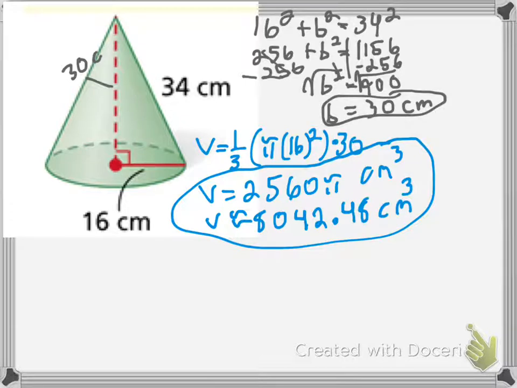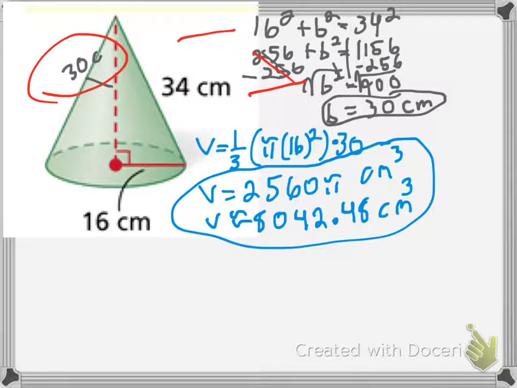Alright, next problem, we have to find the actual height given the slant height, so I use the Pythagorean theorem. 16 squared plus b squared equals 34 squared. I get 256 plus b squared equals 1,156. Subtract 256 from both sides, and I get b squared equals 900. So my height here is 30 centimeters.